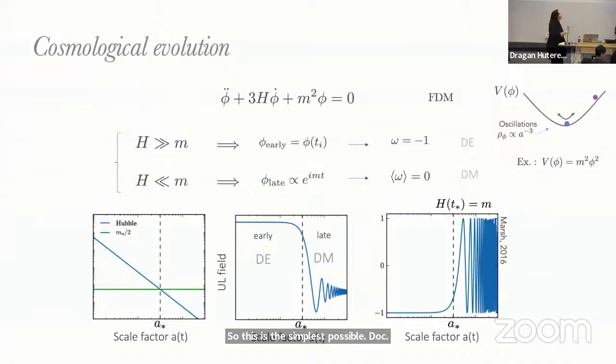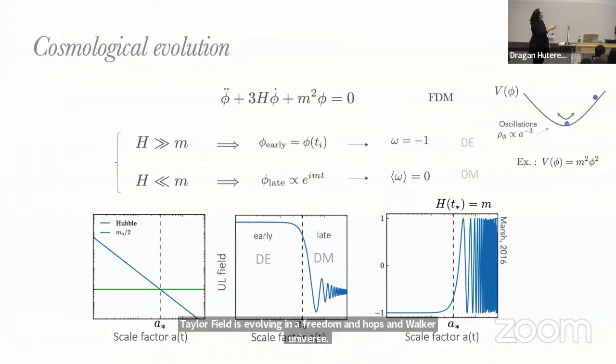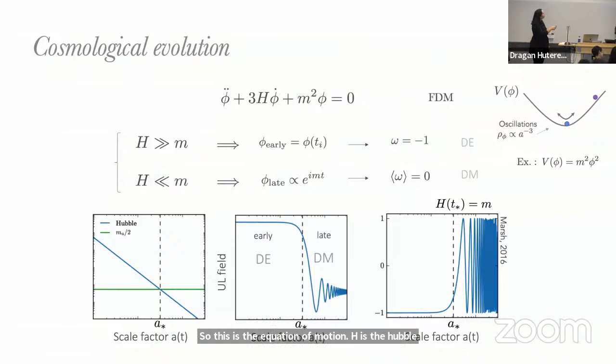So let's just assume this scalar field is evolving in a Friedmann-Robertson-Walker universe. So this is the equation of motion. H is the Hubble parameter, so this is the Hubble drag term. And here I just put a potential like m squared phi squared, a potential we know, very simple potential.